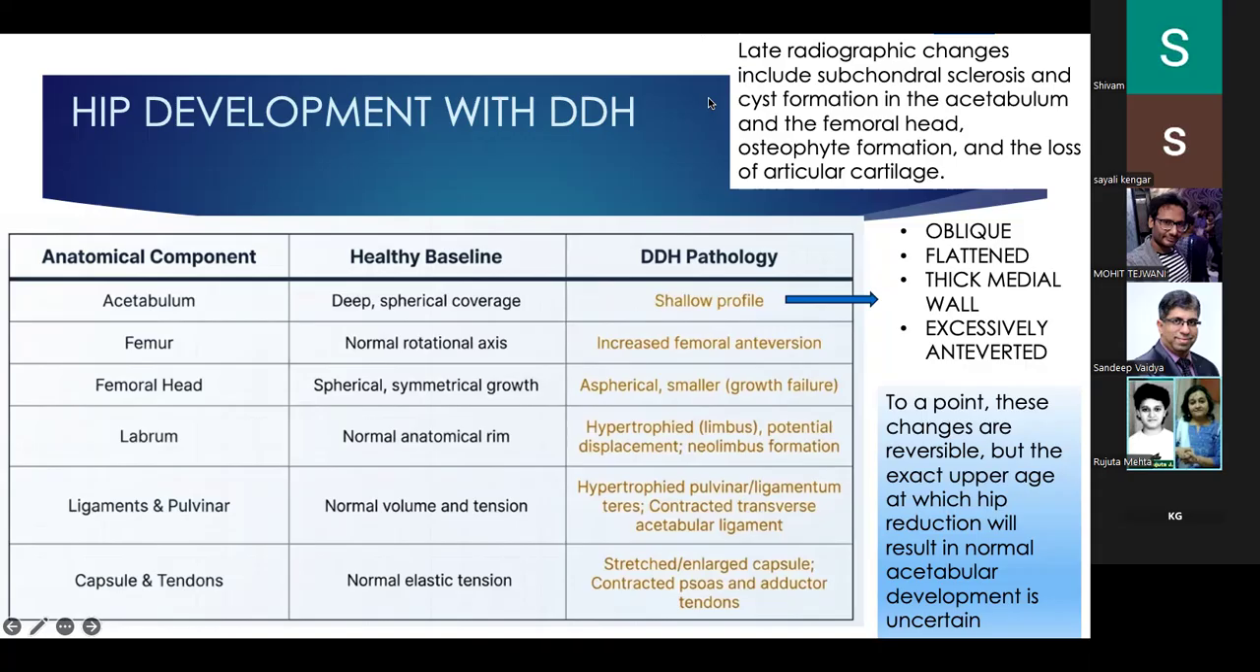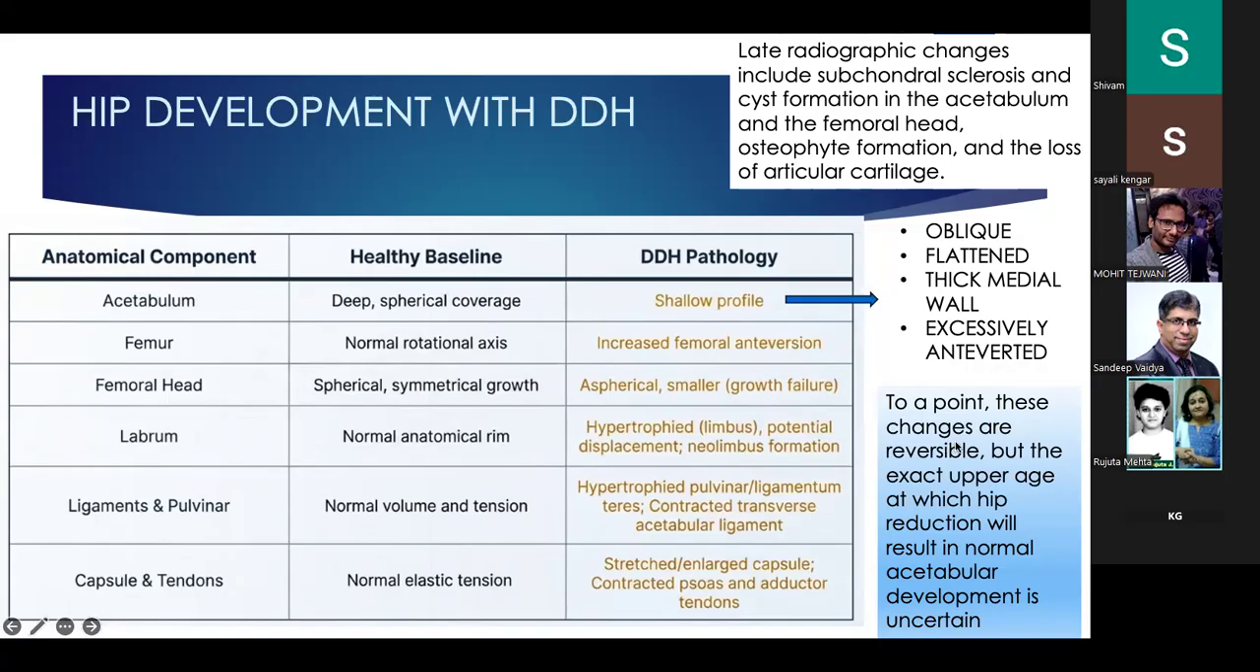These late changes may include subchondral sclerosis and cyst formation in the acetabulum and femoral head, as well as osteophyte formation and loss of articular cartilage. The labrum may be hypertrophied, with potential displacement and new limbus formation. Ligaments and pulvinar: hypertrophied pulvinar and ligamentum teres, and a contracted transverse acetabular ligament. The capsule may be stretched or enlarged, with contracted psoas and adductor tendons.